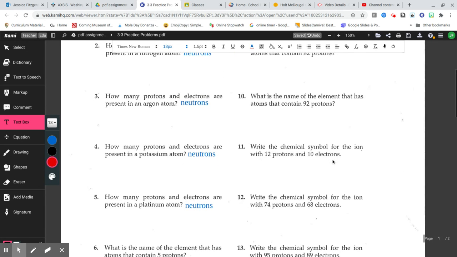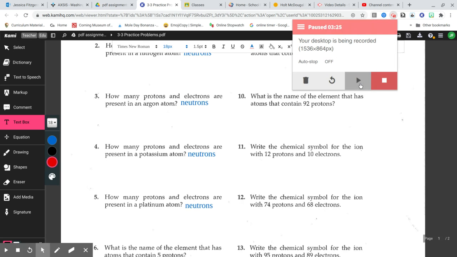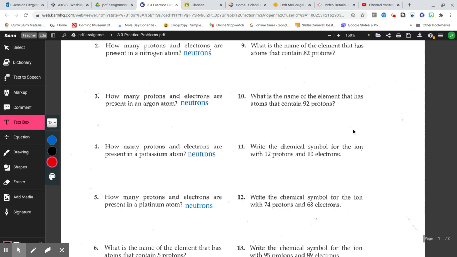Let's take a look at number 11 now. Number 11 says, write the chemical symbol for the ion that has 12 protons and 10 electrons. So go to your periodic table. 12 protons is going to help you figure out what the chemical symbol is for this ion. So find the element that has the atomic number 12, which is magnesium, and the symbol is Mg.